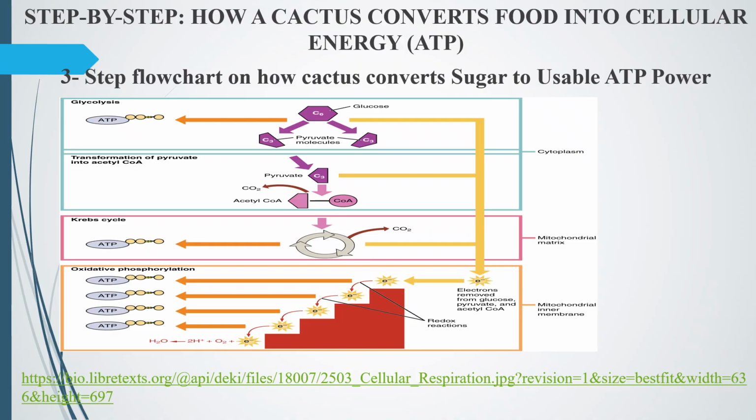In this slide, we will see a step-by-step, three-step flow chart on how cactus converts the sugar to usable ATP power. We will see that it has three steps, which I will explain in the next slide.